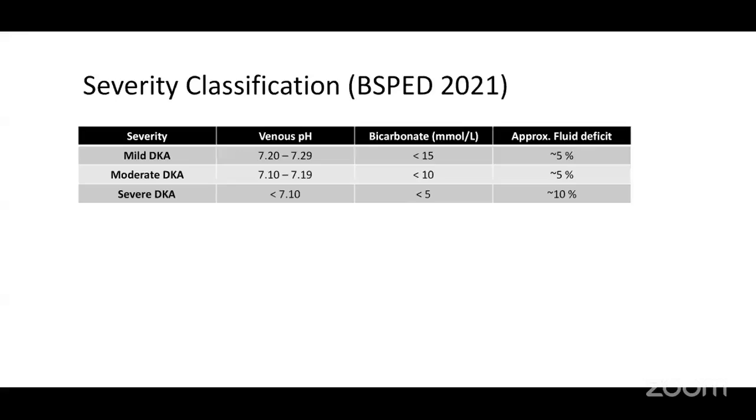Severity is classified based upon three categories: the pH, the bicarbonate levels, and the approximate fluid deficit in a child. In severe DKA, the blood pH is less than 7.1 with a bicarbonate level of less than 5 millimole per liter and a fluid deficit of approximately 10%. In moderate DKA, pH is between 7.1 and 7.19, and bicarbonate is less than 10, with a fluid deficit of approximately 5%. In mild DKA, the fluid deficit is the same, approximately 5%, and the venous pH is between 7.2 and 7.29, with bicarbonate less than 15.